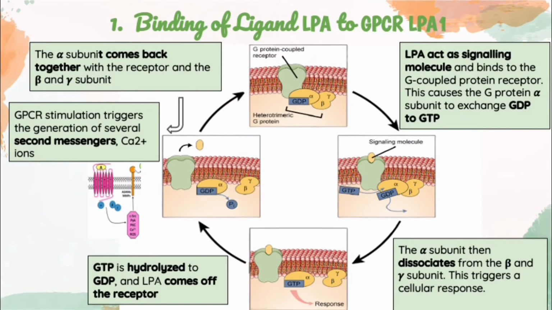The process of binding of ligand LPA to GPCR LPA1 firstly starts with LPA acting as a signaling molecule and binding to the G protein coupled receptor. This causes the G protein alpha subunit to exchange GDP for GTP. The alpha subunit then dissociates from the beta and gamma subunits. This will trigger a cellular response. GTP is hydrolyzed to GDP and LPA comes off the receptor. Once that happens, the alpha subunit comes back together with the receptor and the beta and gamma subunits. GPCR stimulation triggers the generation of several second messengers such as Ca2+ ions.